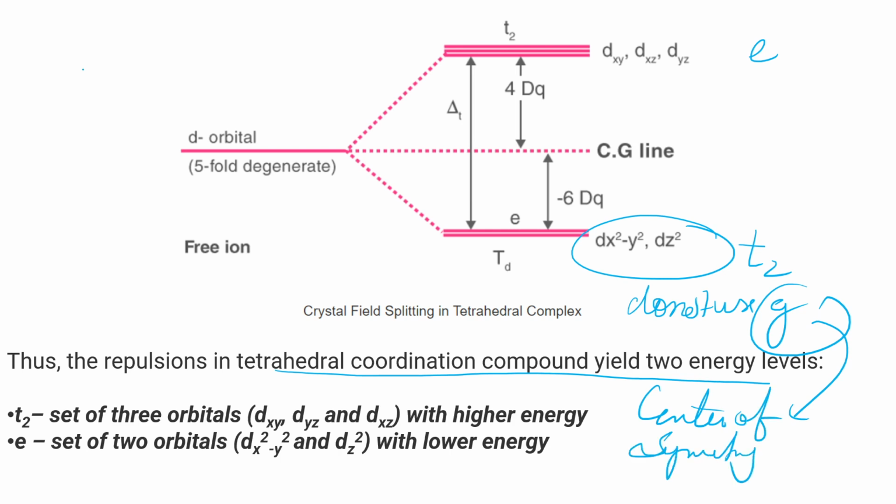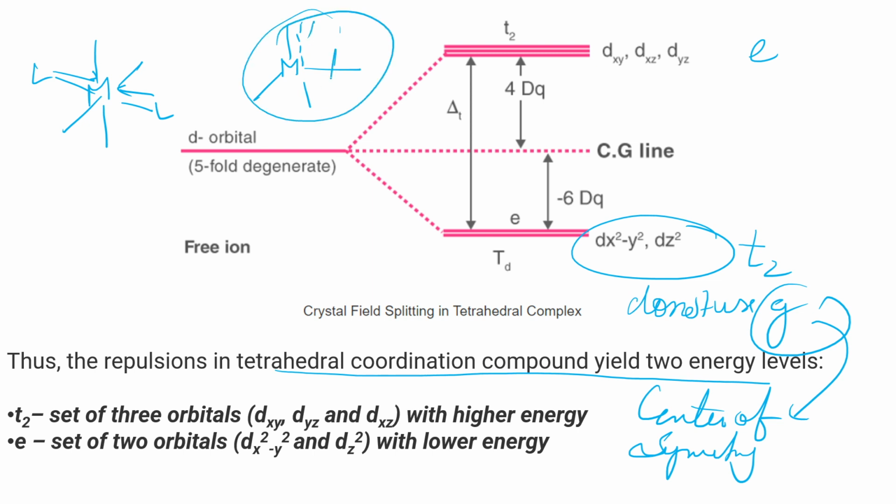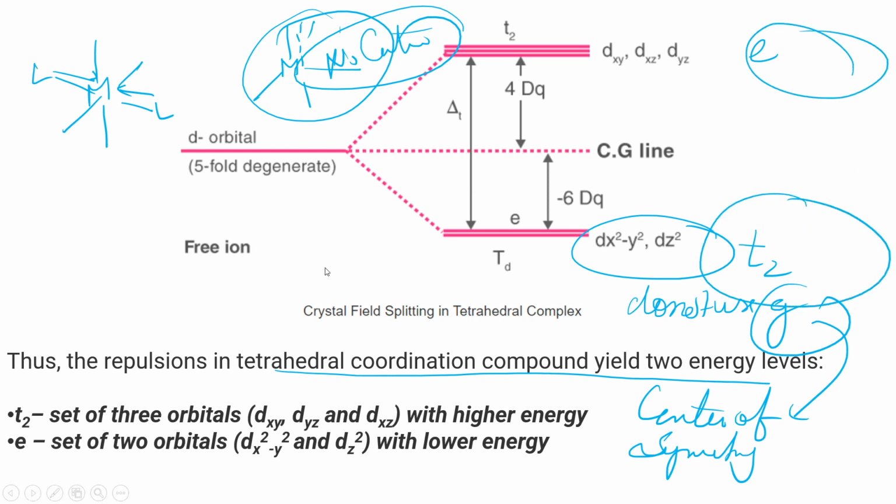In the case of an octahedral complex, you have a center of symmetry. See, this ligand and this ligand are directly opposite each other, whereas in the case of tetrahedral complexes, behind this ligand there is nothing. So there is no center of symmetry in tetrahedral complexes. That's why it is only written as T2 and E, not G. The G word will not be used in the naming of the orbitals.